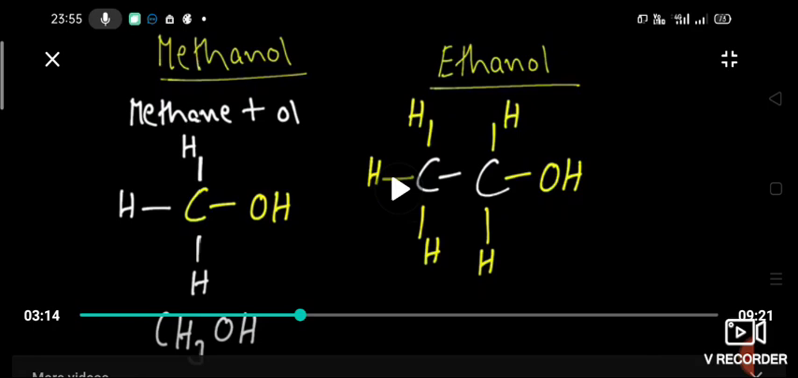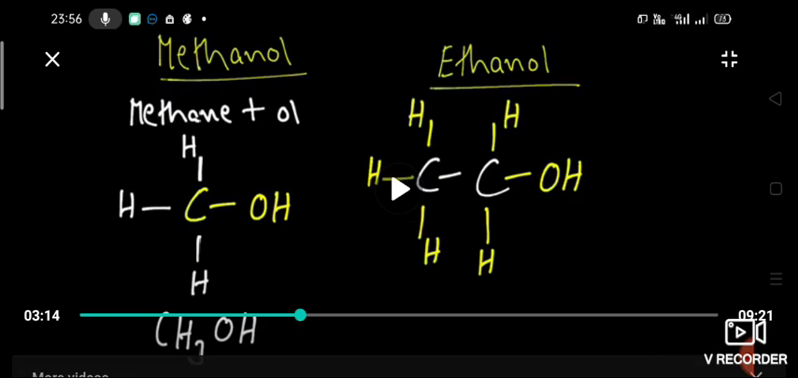Oxygen is also bonded. What is the valency of oxygen? 2. So it should be combined with 2 elements. Here oxygen is combined with carbon and hydrogen. All the hydrogen is having one valency, so one bond is present with hydrogen. So this is the structure of ethanol. Draw the structure of ethanol means you have to draw it in such a way.